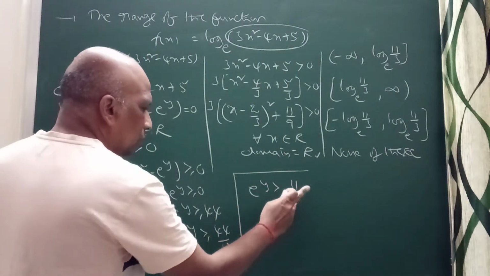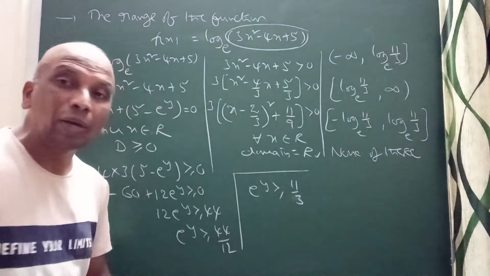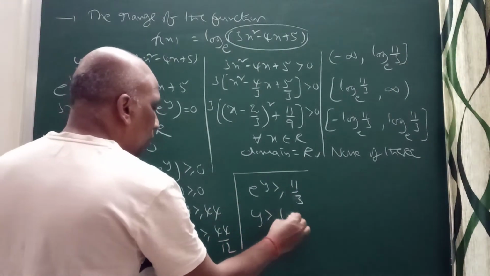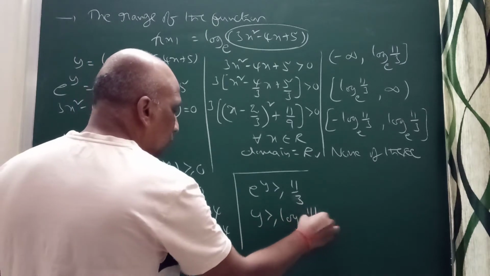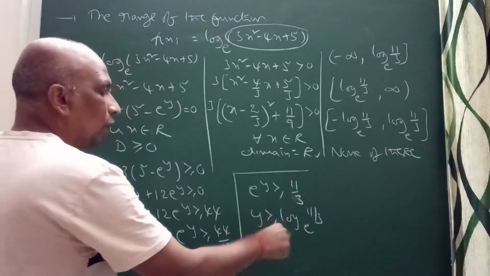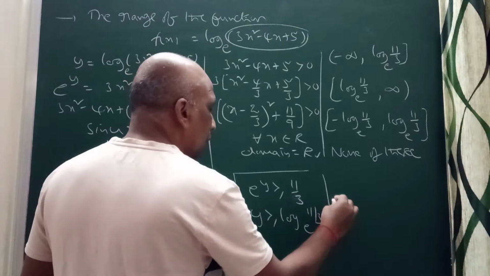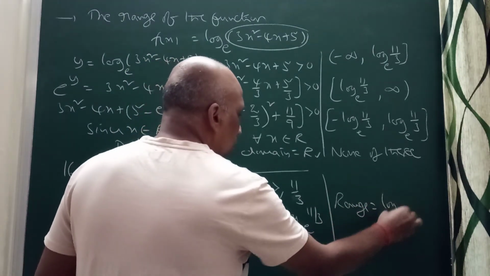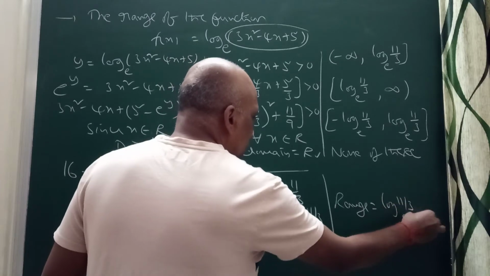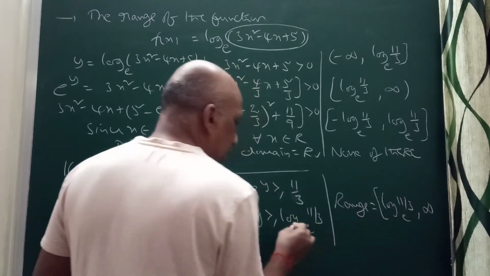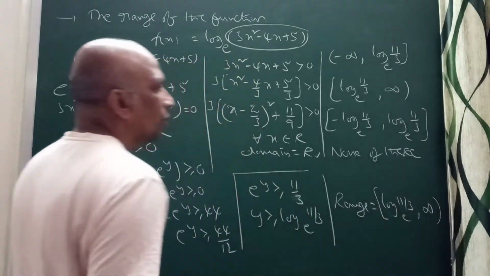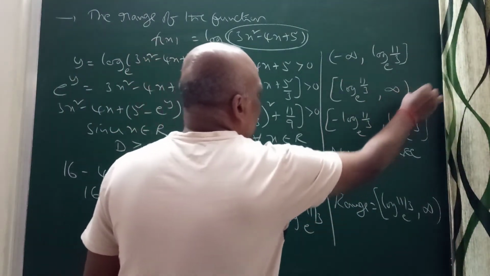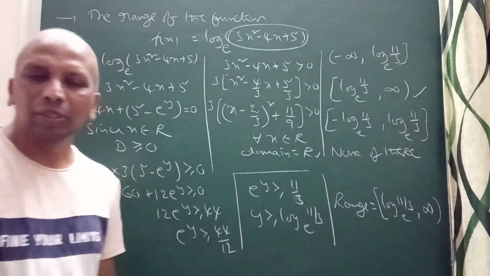Correct? 11 by 3. I want the y value. If I apply logarithm, y is greater than or equal to log 11 by 3 base e. The y value is more than this. So I can decide the range is log 11 by 3 base e to infinity, including this, right? Up to infinity. So this is your option, right? So the second option is your answer.